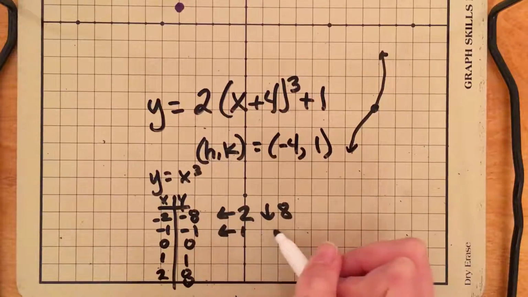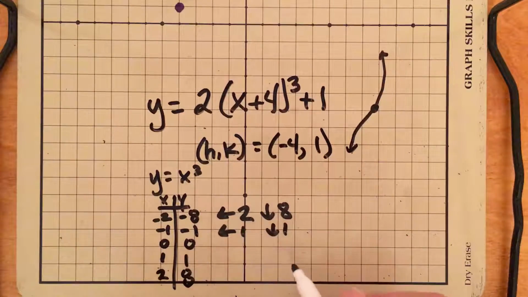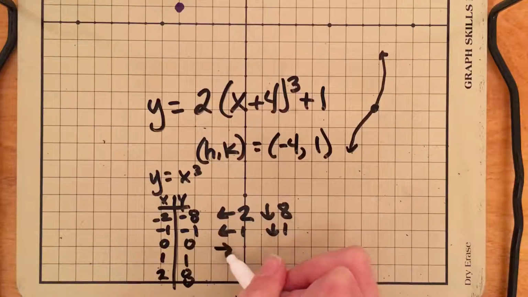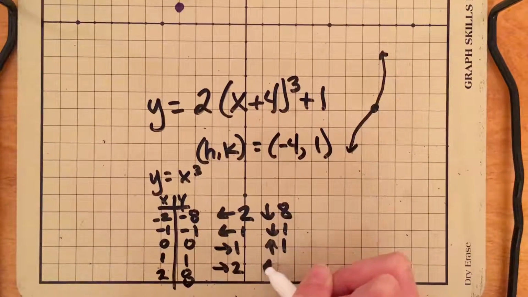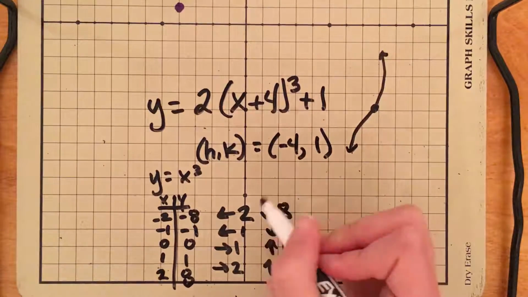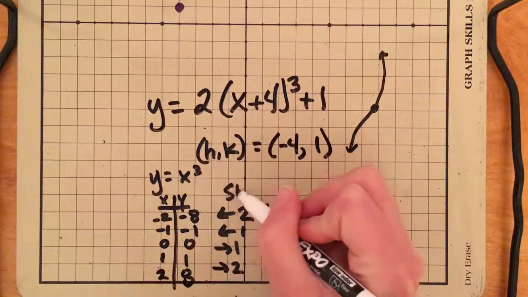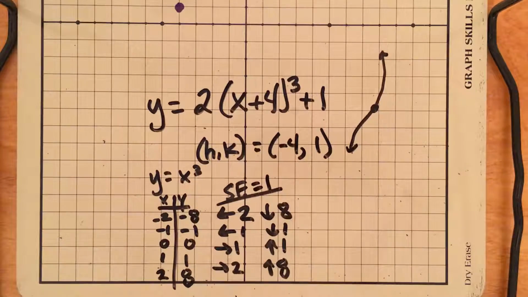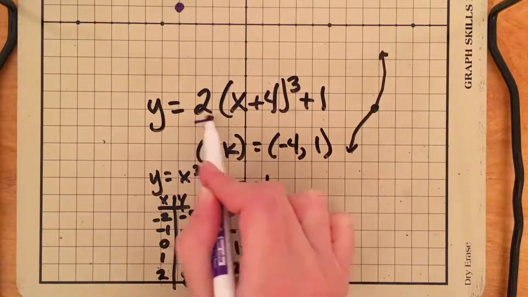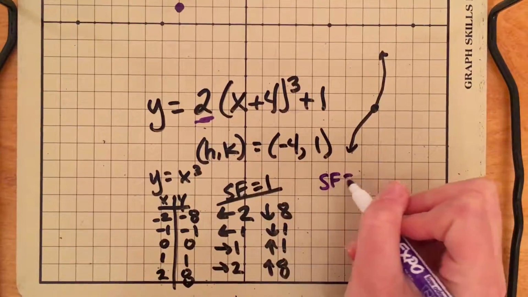Left 1, down 1. HK is just the 0, 0 part. And I go right 1, up 1 because it's +1. Right 2, up 8 because it's +8. So that's the stretch factor is 1. That would be the pattern here. So let me show you what it's going to be like when the stretch factor is 2 in our case.